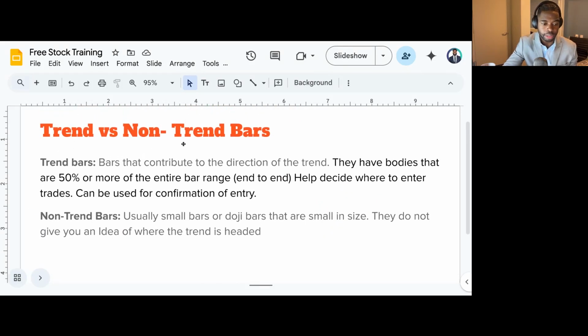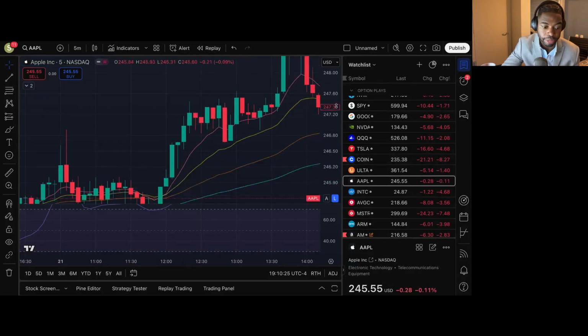And then last but not least, when it comes to price action, we need to understand the difference between trend bars, non-trend bars, and dojis. So trend bars are big bars that contribute to the direction of the trend. They have pretty big bodies, and the non-trend bars are really small bars that don't contribute. So let's show a chart to show what I'm talking about.